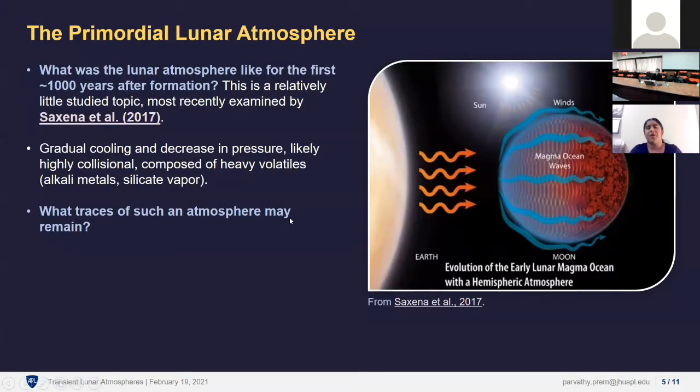And so now we're going to go back to the very beginnings of the moon. The first kind of transient lunar atmosphere, and probably the one that we know the least about, is the primordial lunar atmosphere. So when we talk about the primordial lunar atmosphere, we're talking about something that may have existed during the first 1,000 years or so after moon formation, around 4.5 billion years ago. This is something that hasn't been studied a great deal.